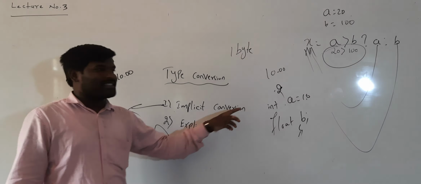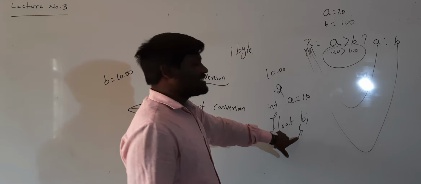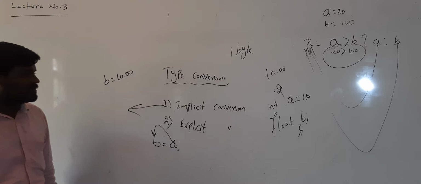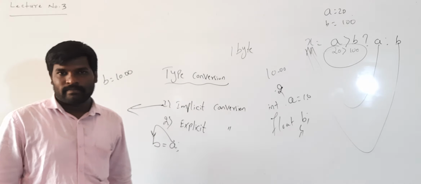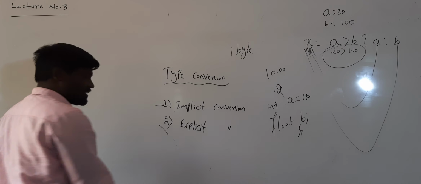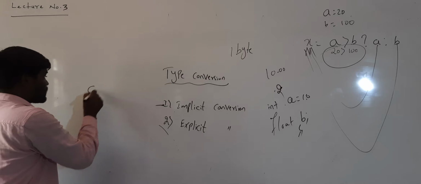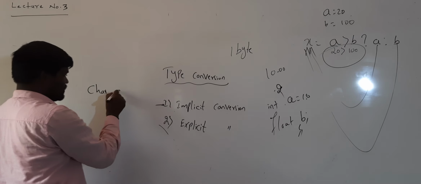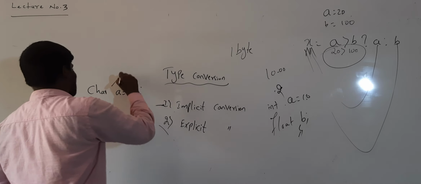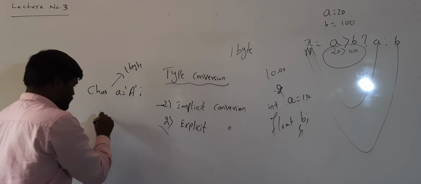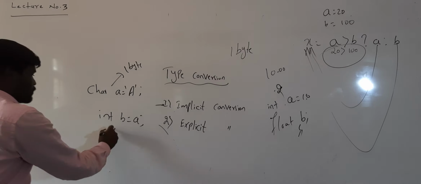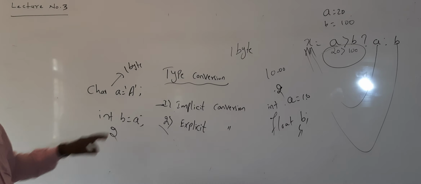Here the source size is less than the destination size. So this type of conversion is nothing but the implicit conversion. For example, see here, another example I can take. char a = 'A'. I already told that the size of the character is 1 byte. So int b = a. The destination size is 2 bytes. So directly a is stored in b.